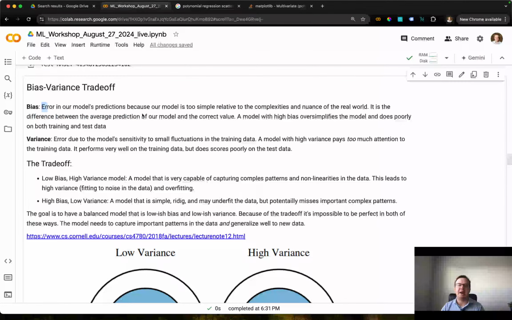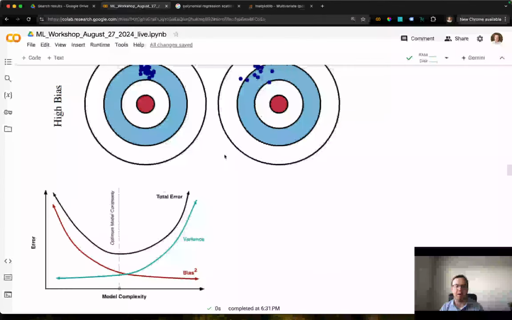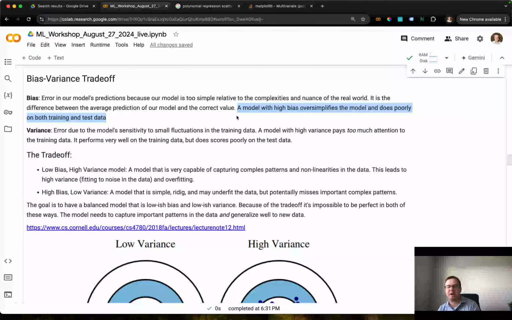Bias is error in our model's predictions because our model is too simple relative to the complexities and nuance of the real world, right? So a model that is very biased might be underfit, right? It is the difference between the average prediction of our model and the correct value. A model with high bias oversimplifies the model and does poorly on both the training and the test data. So a highly biased model has missed the boat and is likely underfit.